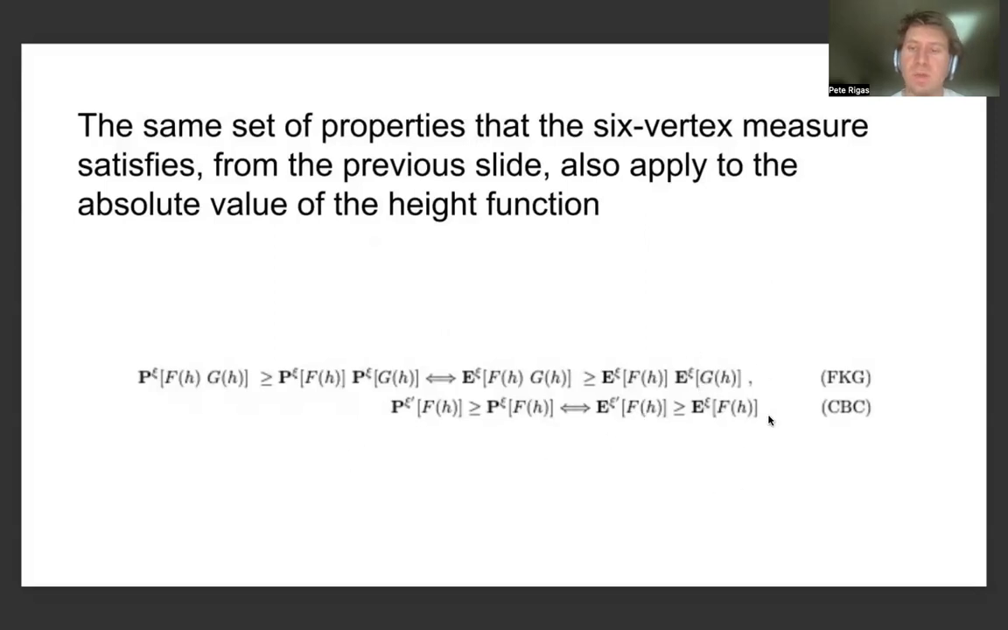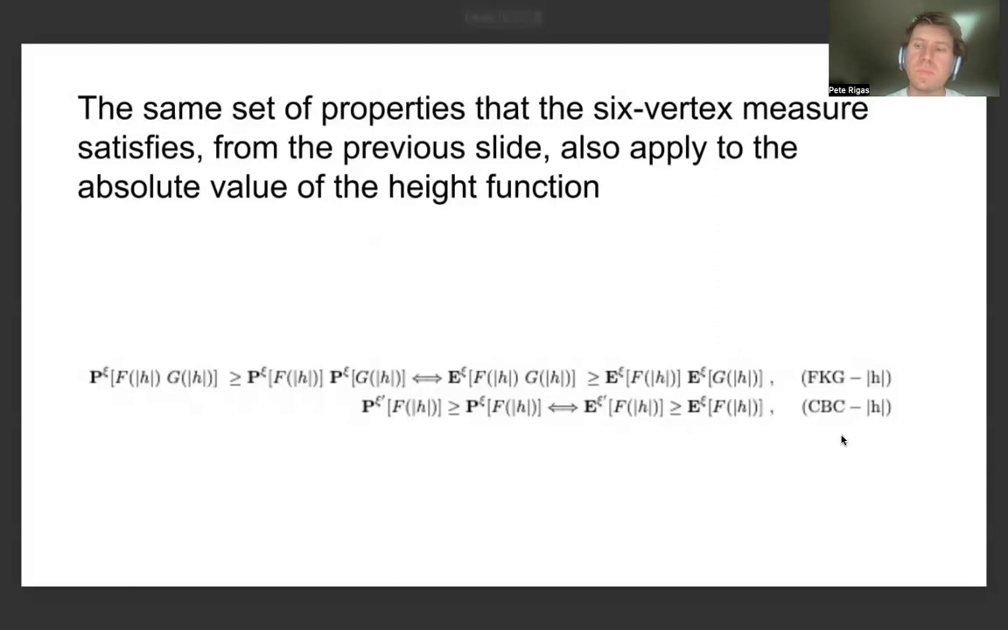And we need to make use of these types of properties for the Ashkin-Teller model from a weakening of properties, or from stronger sets of conditions and properties that hold for the six vertex model, because marginal versions of these properties only hold for the Ashkin-Teller model. And we can even formulate the FKG absolute value of H and the CBC absolute value of H as two conditions which are dependent upon the absolute value of the height function of the six vertex model instead.